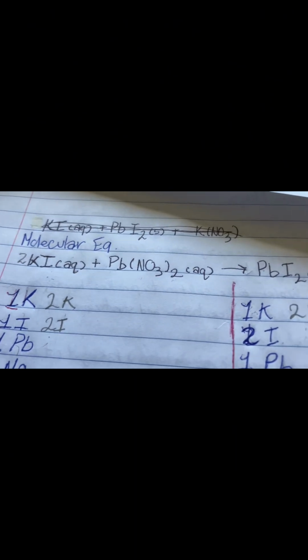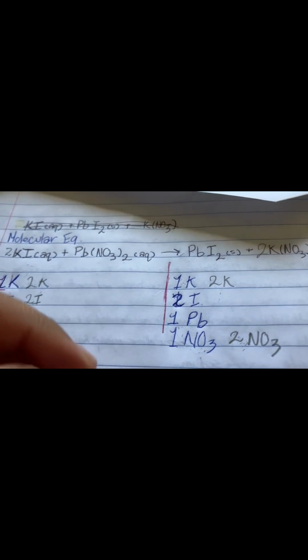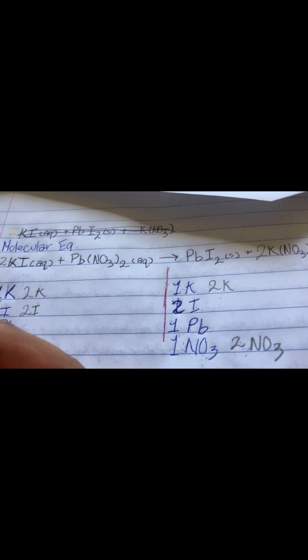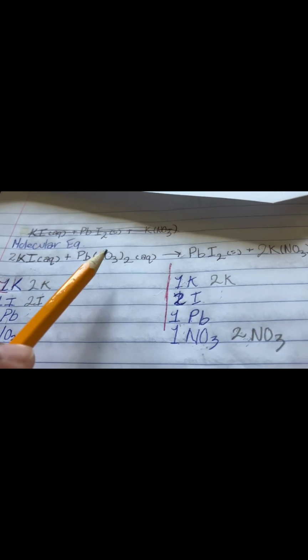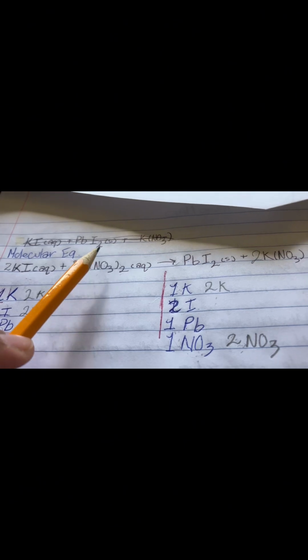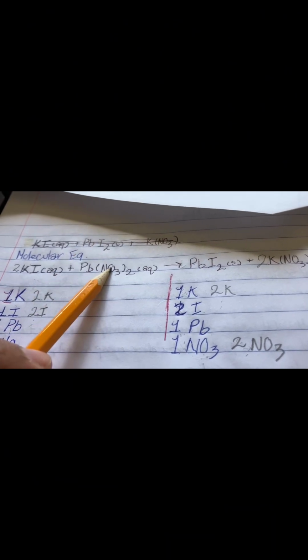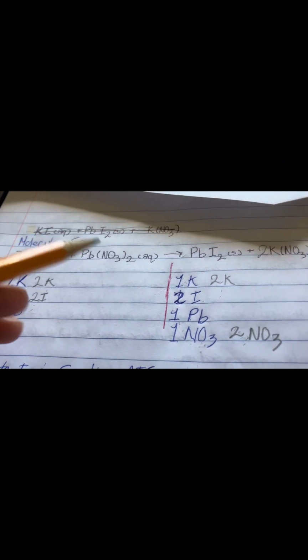Now next is the lead. Lead, there's only 1 lead. But it is with a polyatomic atom. And this specific polyatomic atom has a charge of -1. But there is 2 of them. So 2 polyatomic nitrates to 1 gives it a positive 2 charge.